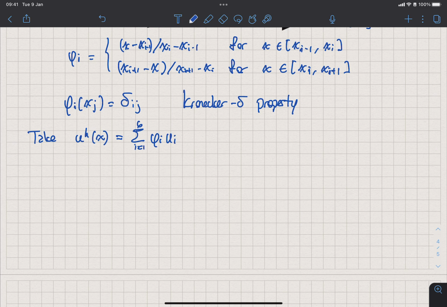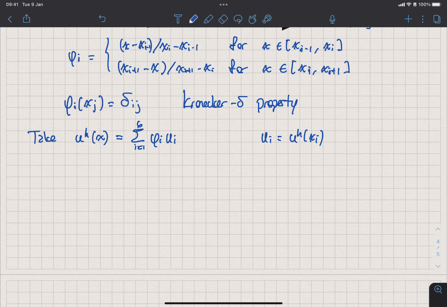Now, of course, just because of the Kronecker delta property, you can already immediately see that the degree of freedom, this u_i that I put here, is essentially the displacement field evaluated at the location of the node, right? Because of this Kronecker delta property. That is super nice because it attributes a physical meaning to the degree of freedom, right?